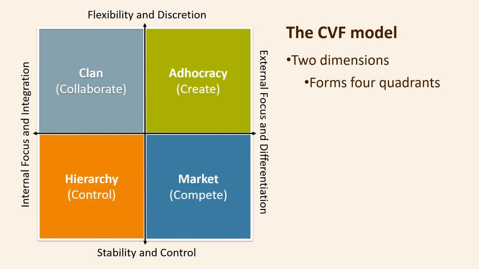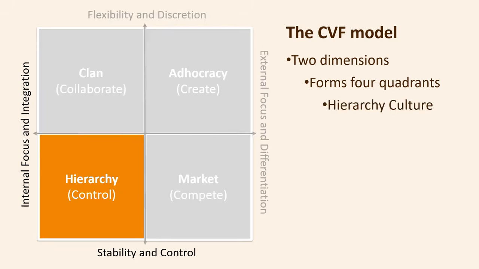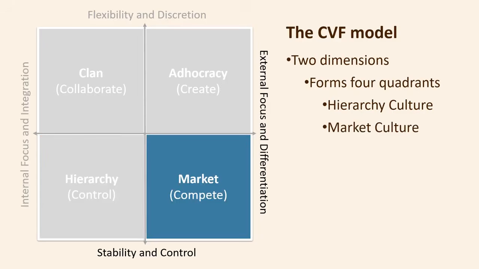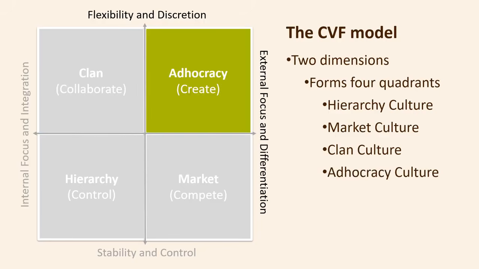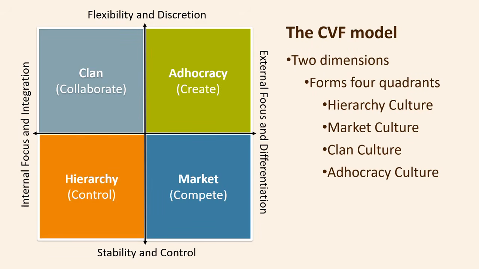Together, these 2 dimensions form 4 quadrants. These are the hierarchy culture, the market culture, the clan culture, and the adhocracy culture. Each of the 4 cultures is reviewed in the following sections.